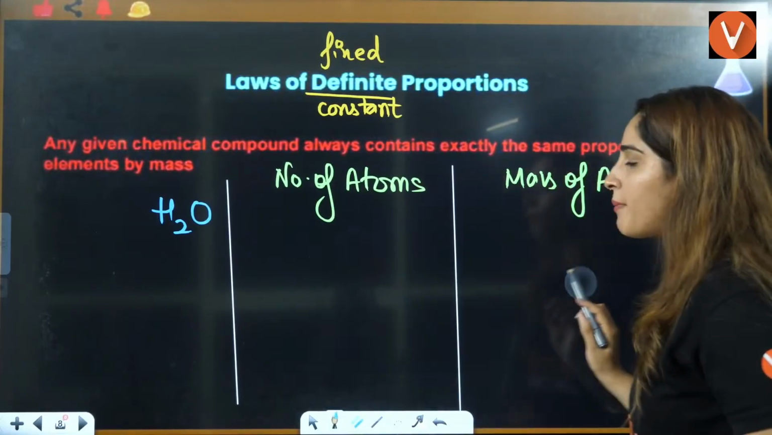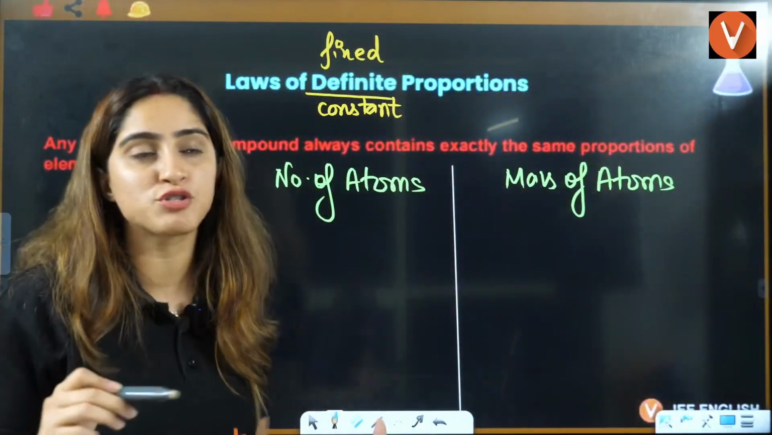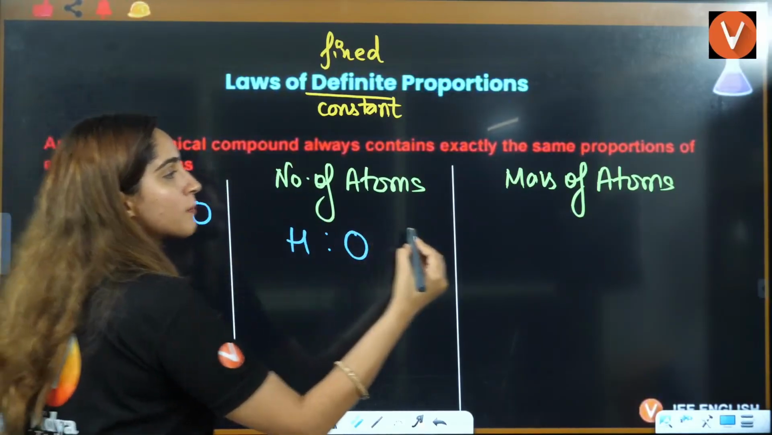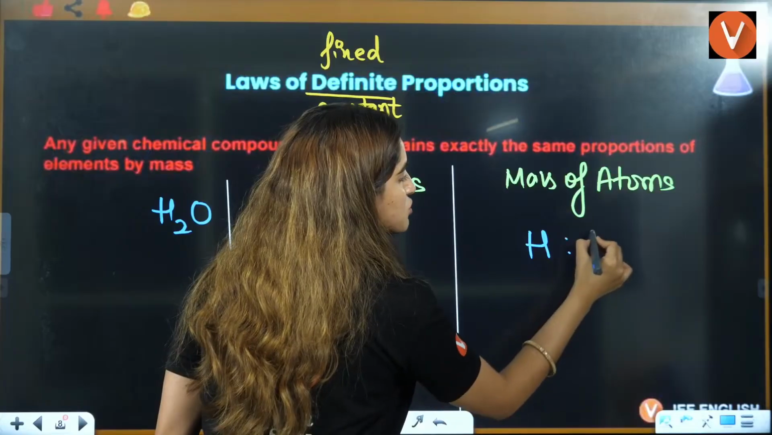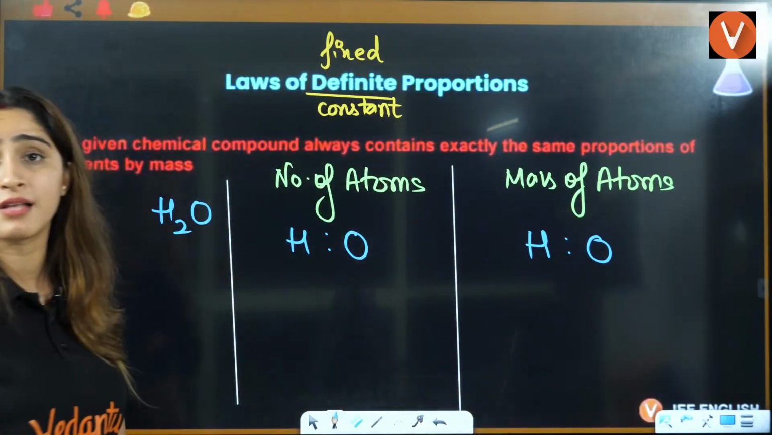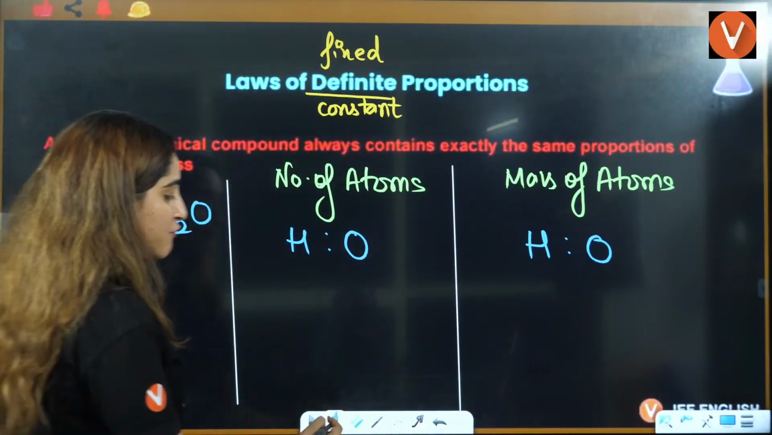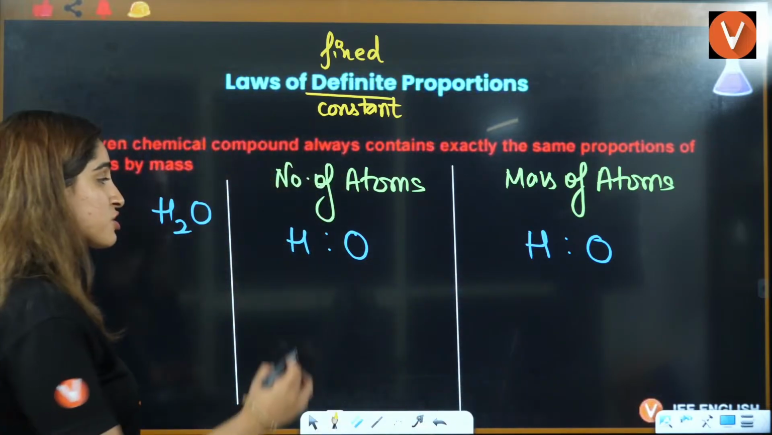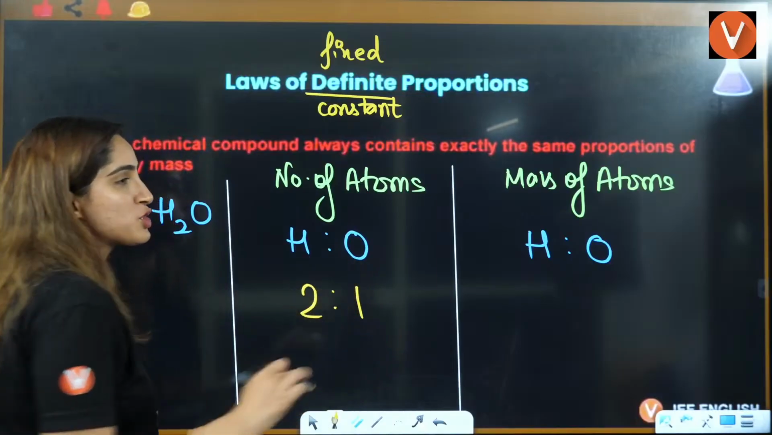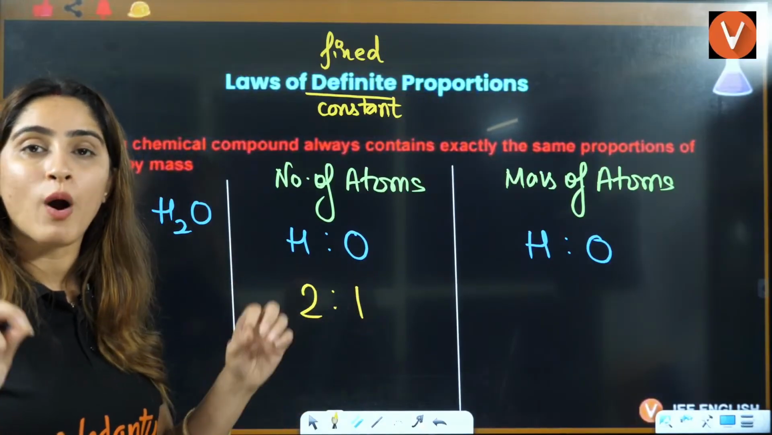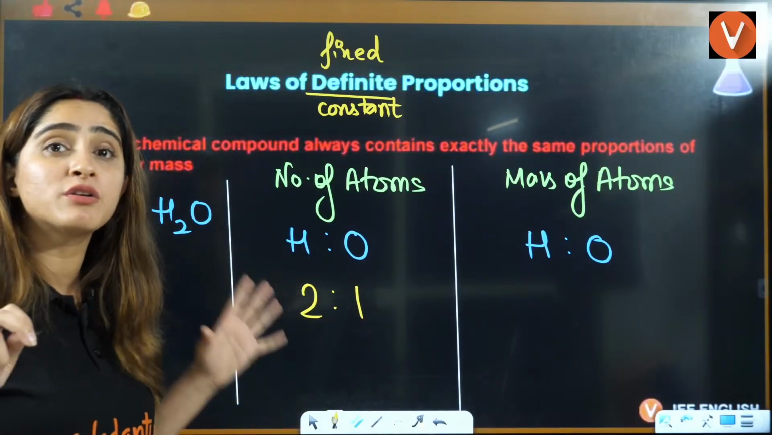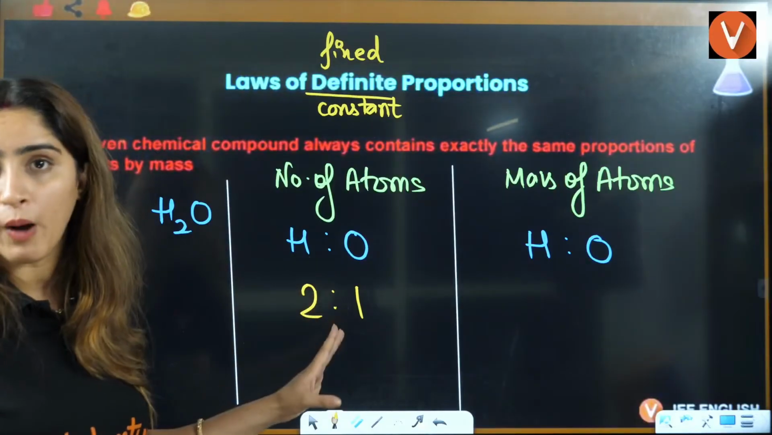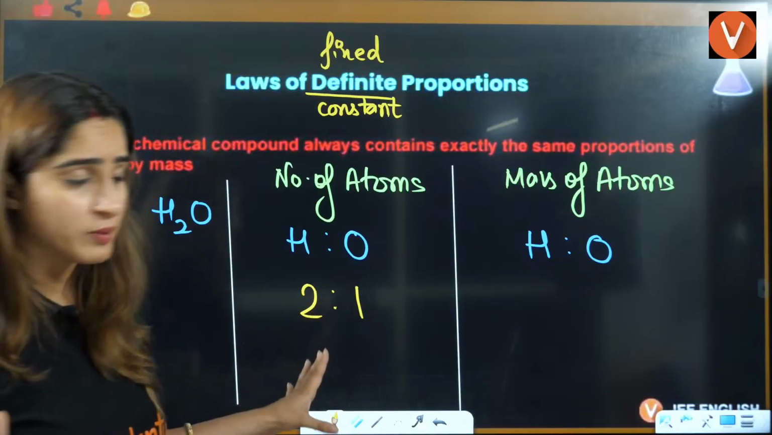So if I talk about the number of atoms of hydrogen and oxygen here, this is hydrogen, this is oxygen. If I talk about the mass of atoms, this is hydrogen, this is oxygen. Can you tell me what is the answer here? If I talk about the number of atoms, hydrogen is 2 atoms, oxygen is 1 atom, so it is going to be 2:1. So the number of atoms ratio in water is always 2:1, always and always this is going to be true.